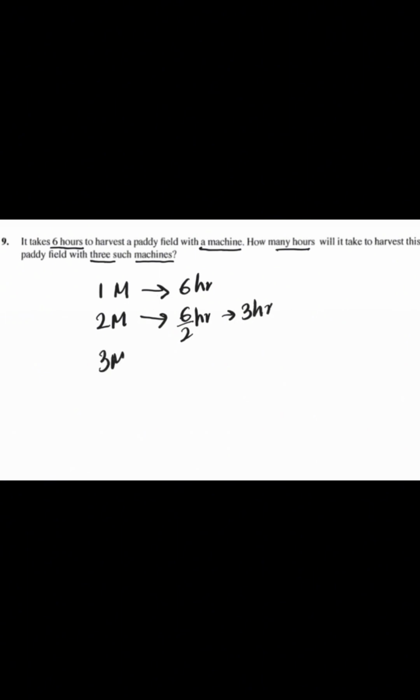Question number 9. It takes 6 hours to harvest a paddy field with a machine. How many hours will it take to harvest this paddy field with 3 machines? That means with one machine it will take 6 hours. With 2 machines you will get half of this, 3 hours. With 3 machines you will get 1/3 of this, 2 hours.